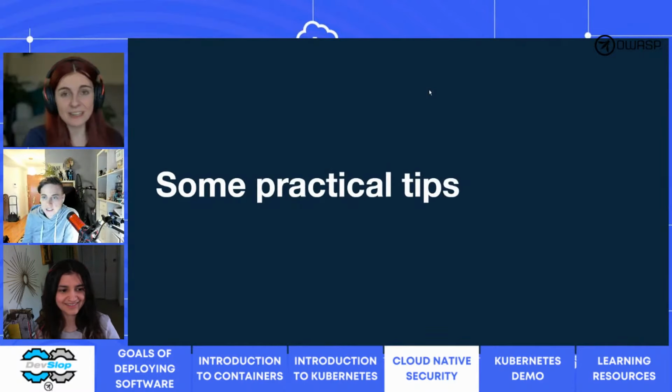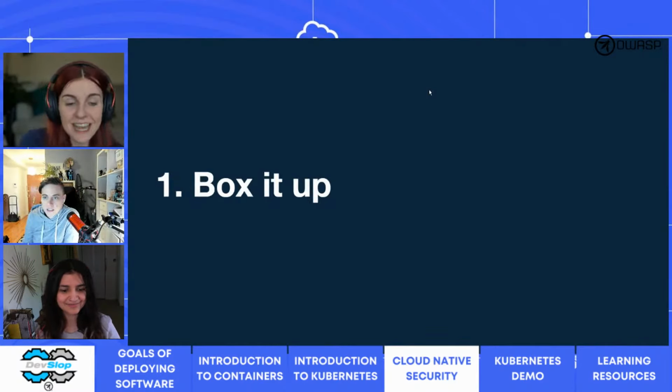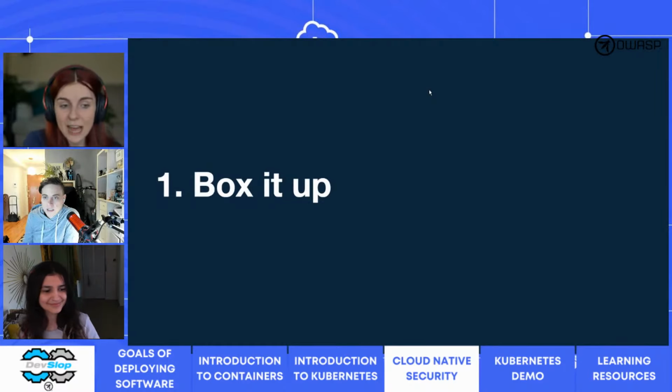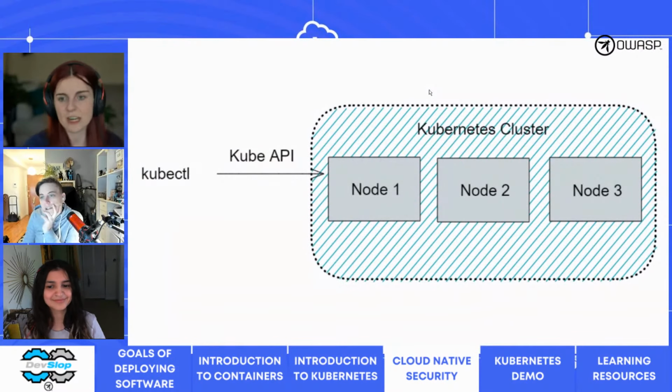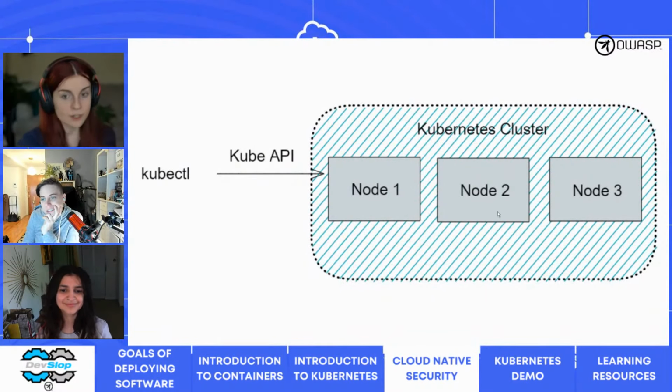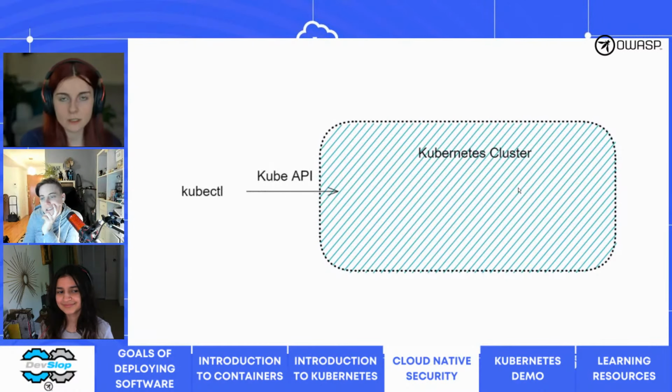But yeah, so some practical tips when you get started with Kubernetes. The first one is box it up. You want to have everything boxed up as a contained thing. So I showed you at the beginning this image of your Kubernetes cluster and the different nodes running within it. Usually you don't care about the nodes. You don't really communicate with the nodes directly. You just communicate with the Kubernetes cluster.